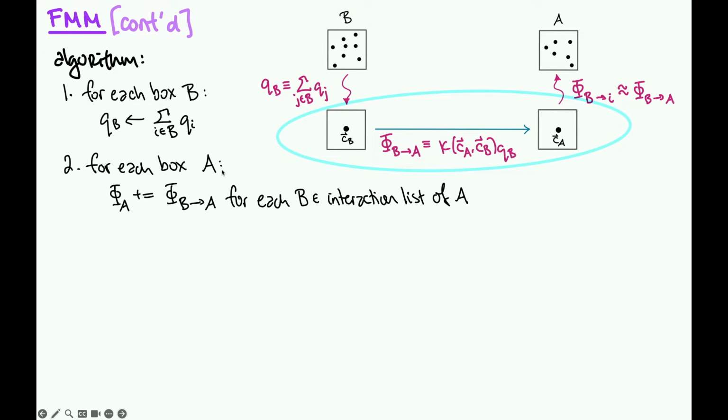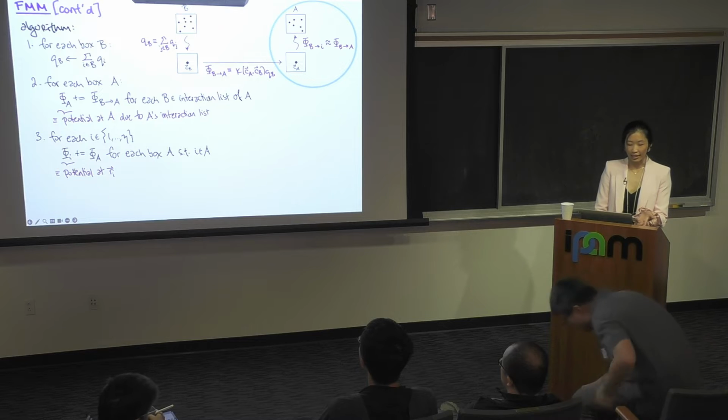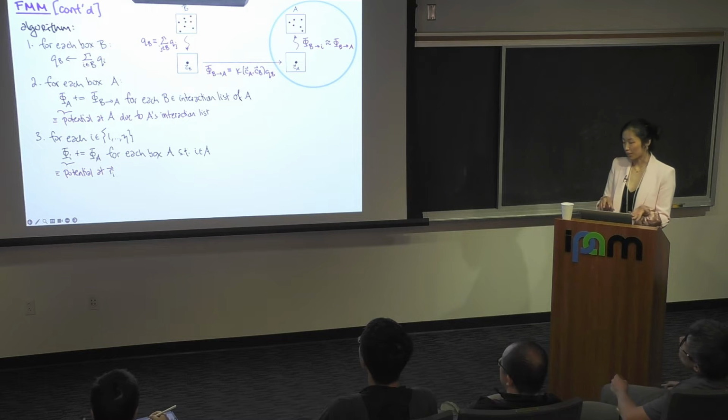And then for each box A, we add the contribution to A from each box B in the interaction list of A. So each of these contributions, phi sub B to A, is what we computed in the second step of our approximation procedure. So phi sub A is the potential in box A due to all the particles in A's interaction list. And then finally, we compute the potential phi sub I at each particle position.